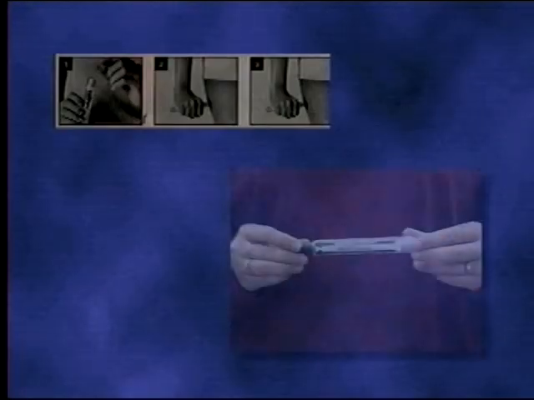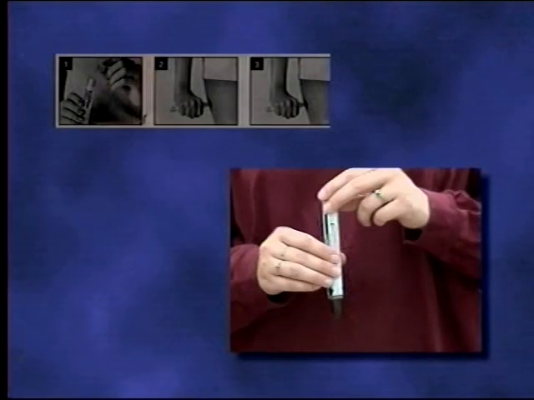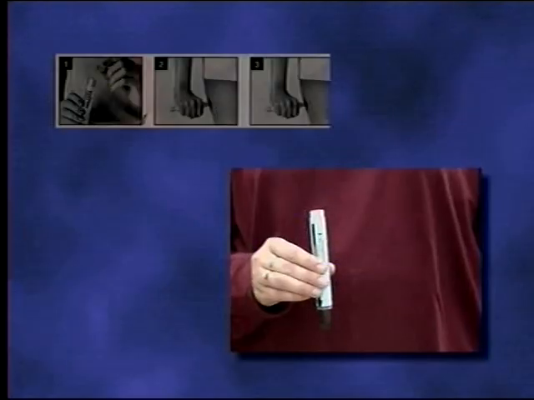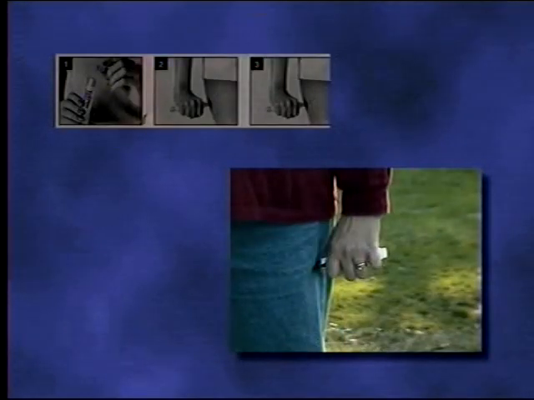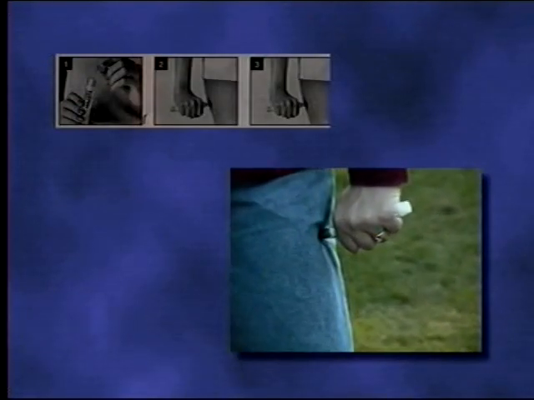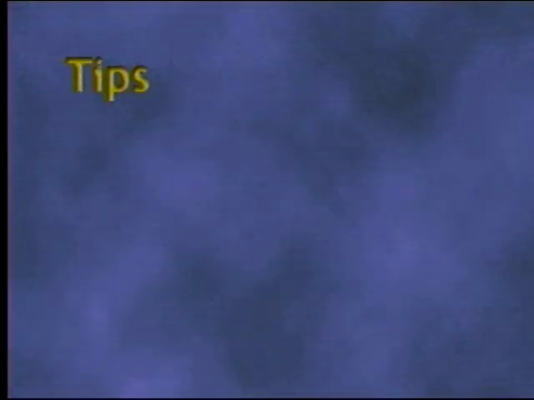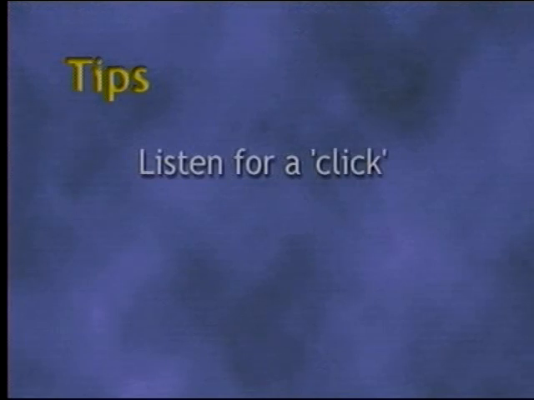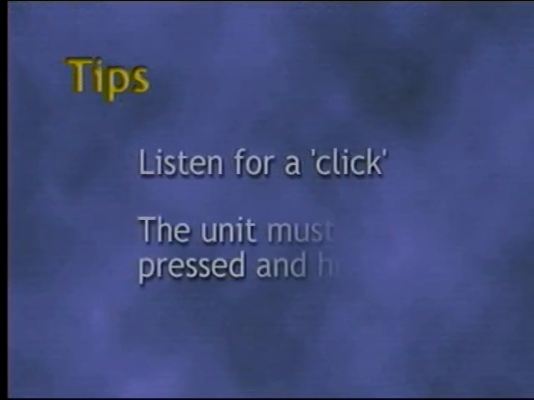There are 3 steps. First, pull off gray safety cap. Second, jab black tip into outer thigh until the unit activates. Third, hold EpiPen in place several seconds, then discard unit. When using an auto-injector, be sure to listen for a click to ensure the unit has activated. The unit must be pressed and held for a full dose to be delivered.